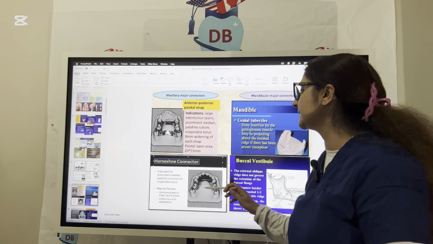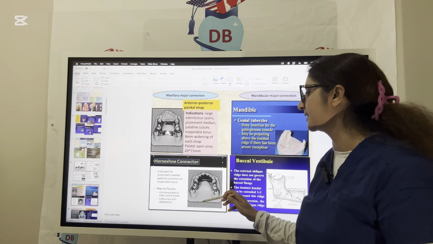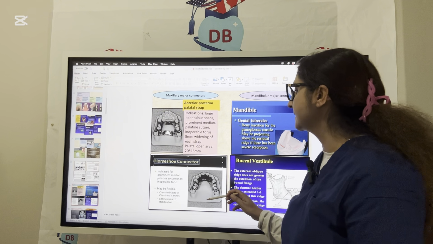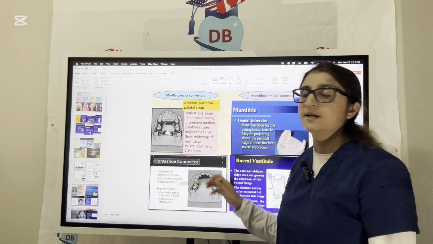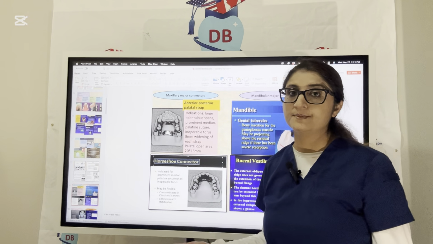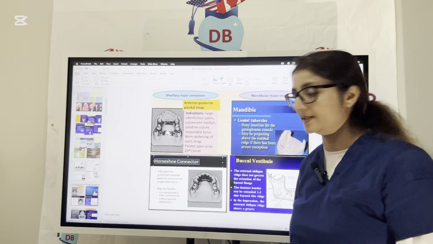This design is actually contraindicated in Class 1 and Class 2 arches because there is little cross-arch stabilization. But the maxillary major connector AP strap design can be used for all the maxillary classes.